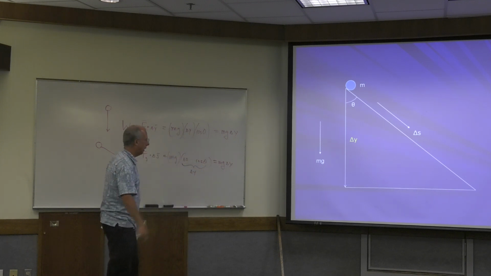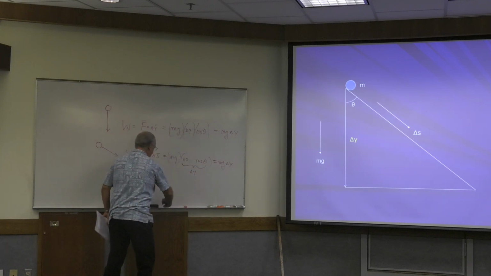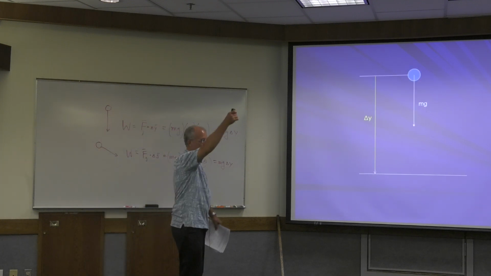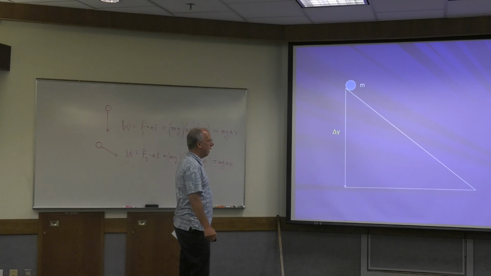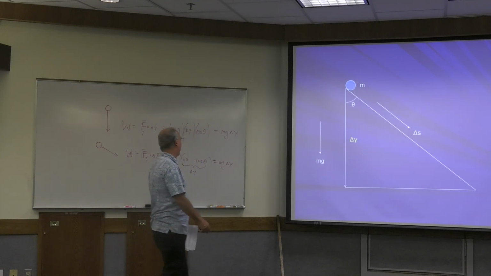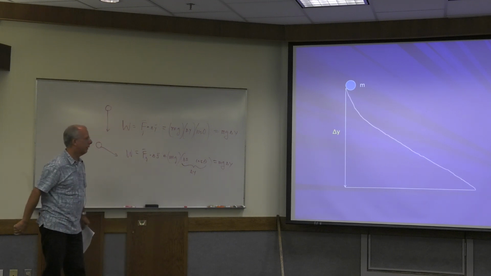Same answer, okay? So what we see is that the work by the Earth on the object is the same as if we drop it or if it goes down an inclined plane. Same work.